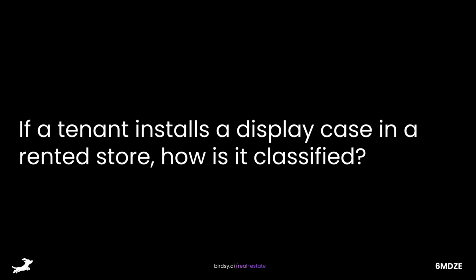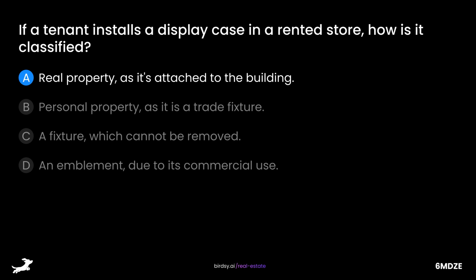If a tenant installs a display case in a rented store, how is it classified? Is it A, real property as it's attached to the building? B, personal property as it is a trade fixture? C, a fixture which cannot be removed? Or D, an emblement due to its commercial use?